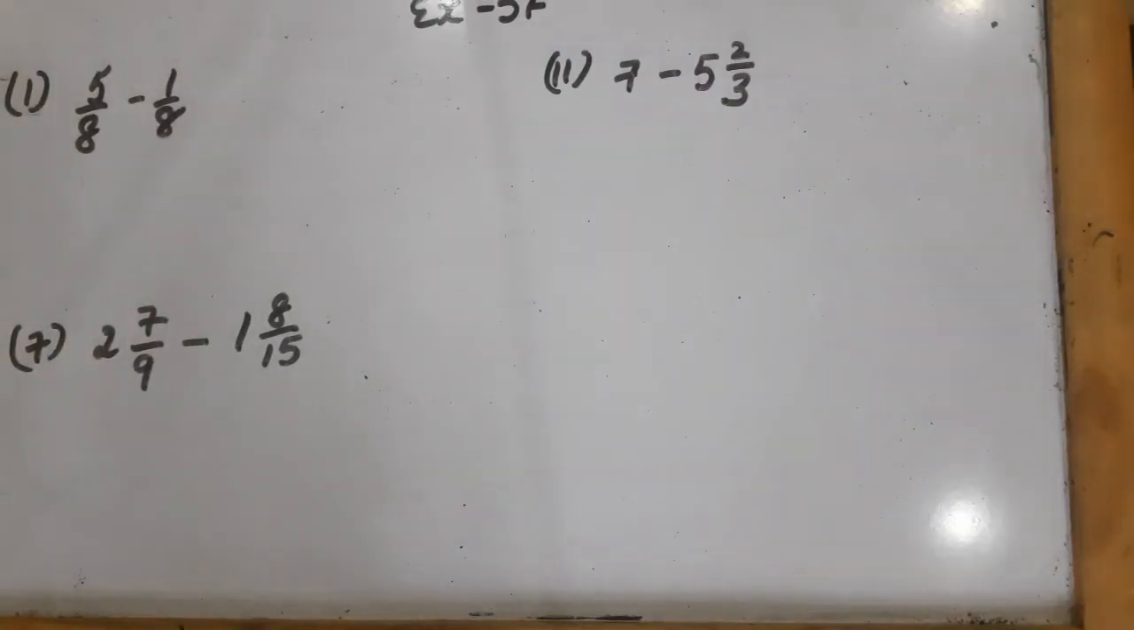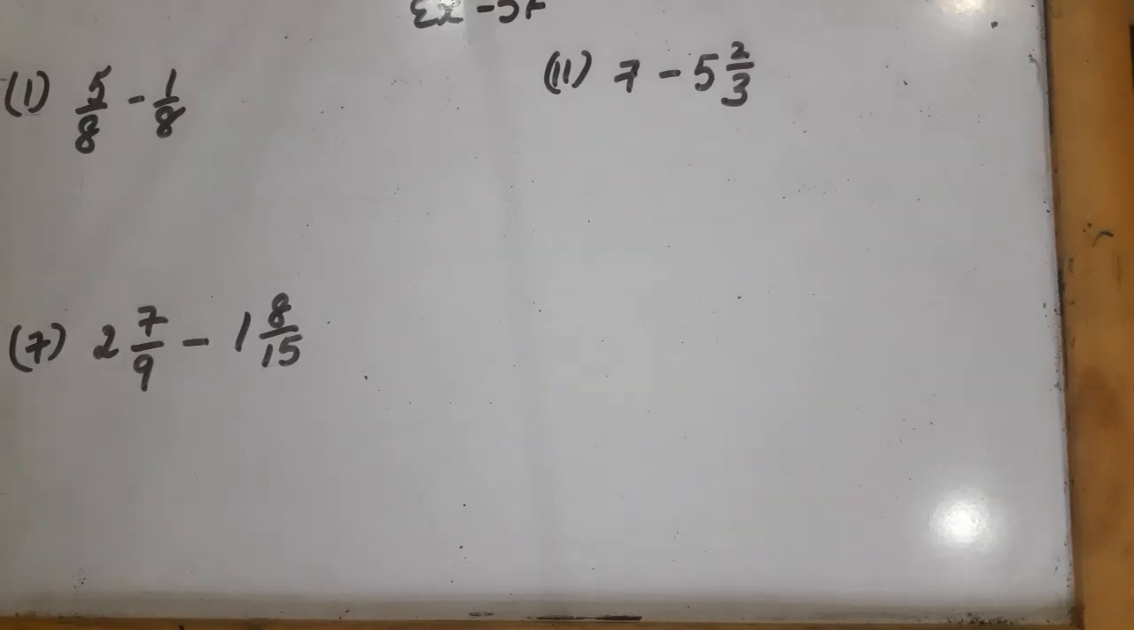Now we come to the exercise 5F. In this, you are supposed to subtract the sums. Sums are given for subtraction. You have to find the difference. Difference means I have to subtract. Now, the rule here is the same as for addition.